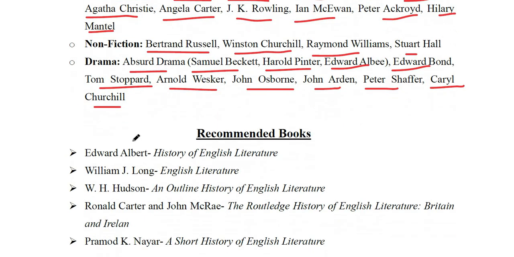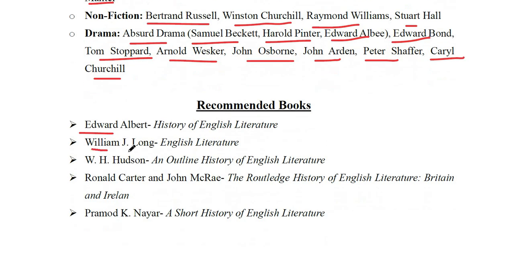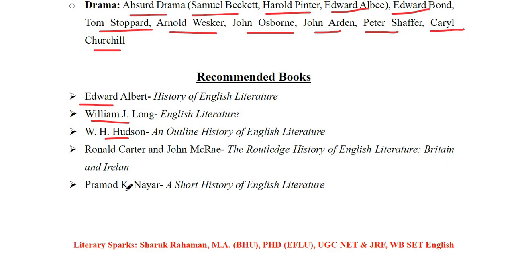And now I recommend certain books to you for your convenience that you can go through to understand the history of literature. Edward Albert, History of English Literature; William J. Long, English Literature; W.H. Hudson, An Outline History of English Literature; Ronald Carter and John McRae, The Routledge History of English Literature in Britain and Ireland; and finally Pramod K. Nayar, A Short History of English Literature.